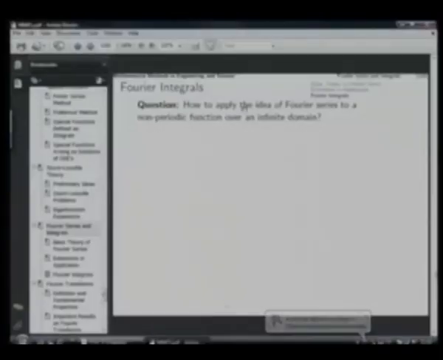What about a function which is defined over the infinite interval, but which is not periodic? For that, what can we do? That takes us to the concept of Fourier integral. That is how to apply the idea of a Fourier series to a non-periodic function over an infinite domain. Now, this is a single period of infinite size. So, for that what we do? We take a single period and magnify that to infinite size.